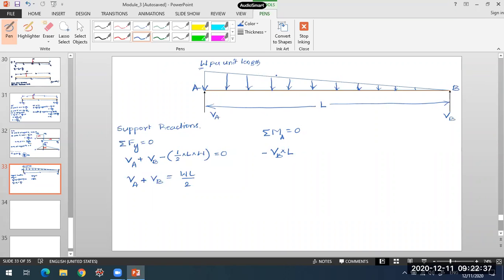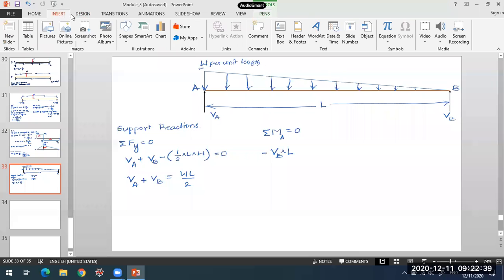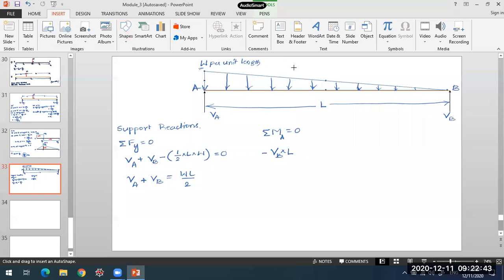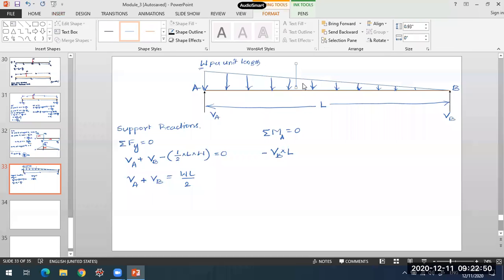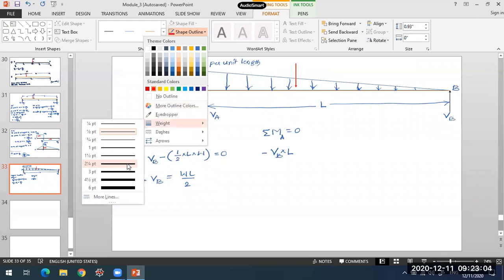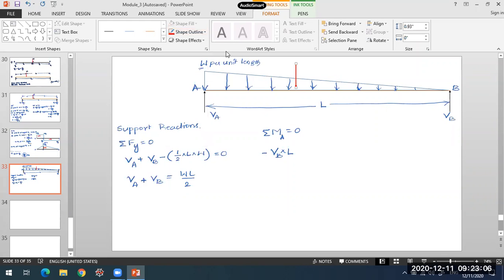Then this uniformly varying load will have a resultant, acting somewhere at this point. This is the resultant of the uniformly varying load. What will be its magnitude? We have already calculated that it will be the area of this triangle, half base into height. So that resultant magnitude is WL by 2.